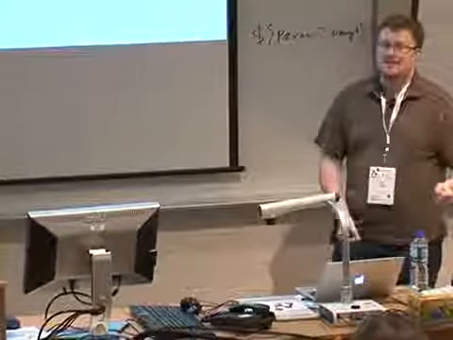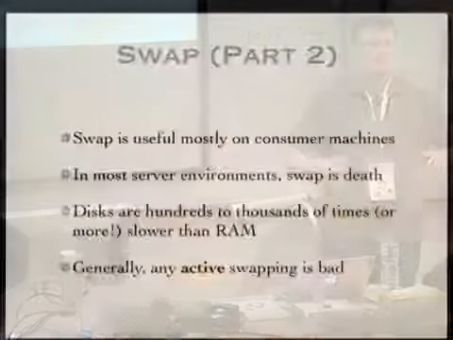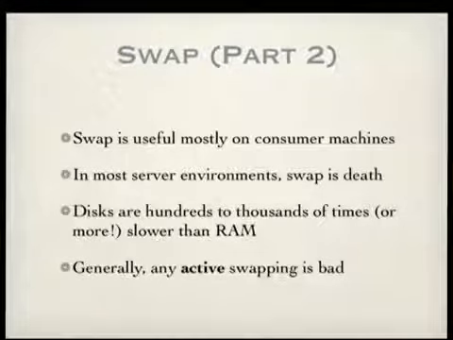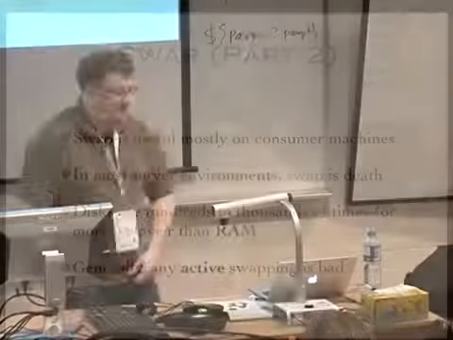So swap is mostly useful for consumer machines. It is, in my opinion, pretty much bad on servers, like always bad. If your machine is swapping, and I mean actively swapping, like currently writing blocks in and out, in and out, in and out, that's probably indicative of a problem on your server. There are very few situations that I've seen otherwise.